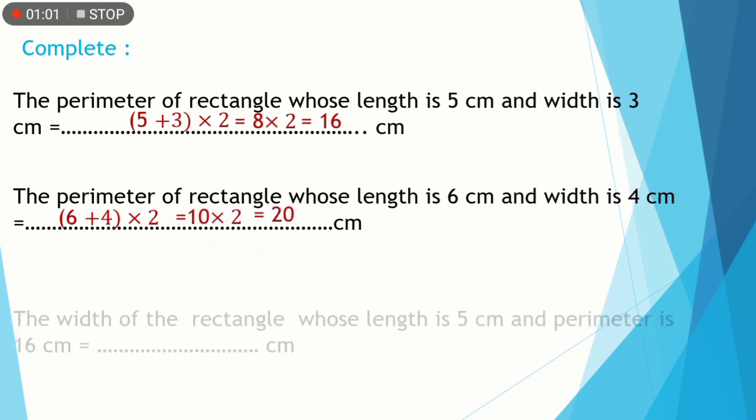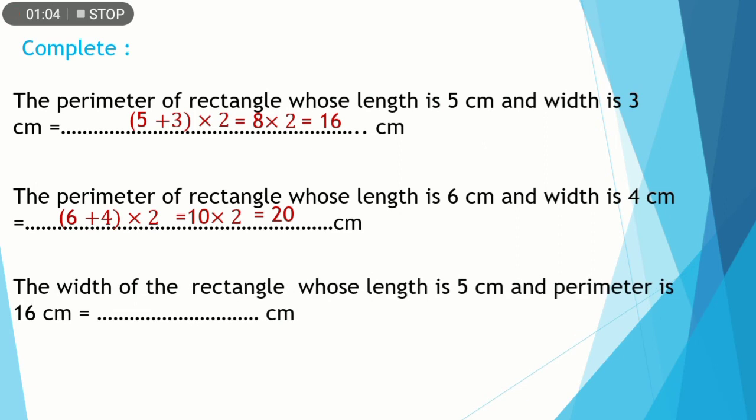The next one. The width of the rectangle whose length is 5 centimeters and the perimeter is 16. How can I get the width? At first, I will take the perimeter divided by 2. 16 divided by 2 equal 8. And take the answer minus the other side. 8 minus 5 equal 3. The width will be 3.